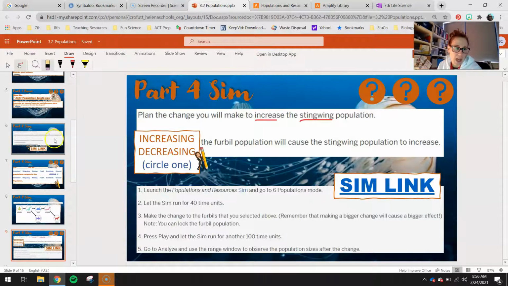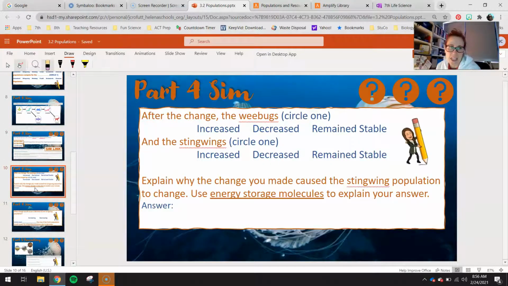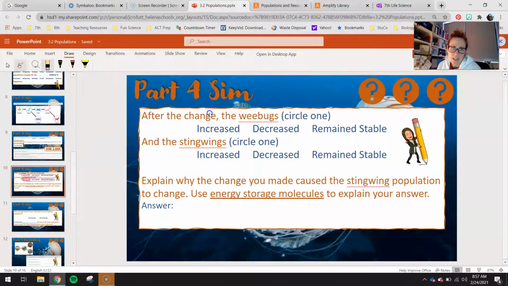So I want you guys to go ahead and test that theory out and then move on to slide 10 to see what you did. After the change, what happened to your wee bugs? Did they increase, decrease, or remain stable? Use your draw tool there. And the stingwings, again, your goal was to get them to increase. So if you guys aren't circling increase on that, you did something wrong and you probably need to go back and redo it. So you guys should be answering this as increased. But again, make sure you are answering that if that's the actual data you got. If not, go back and redo it.